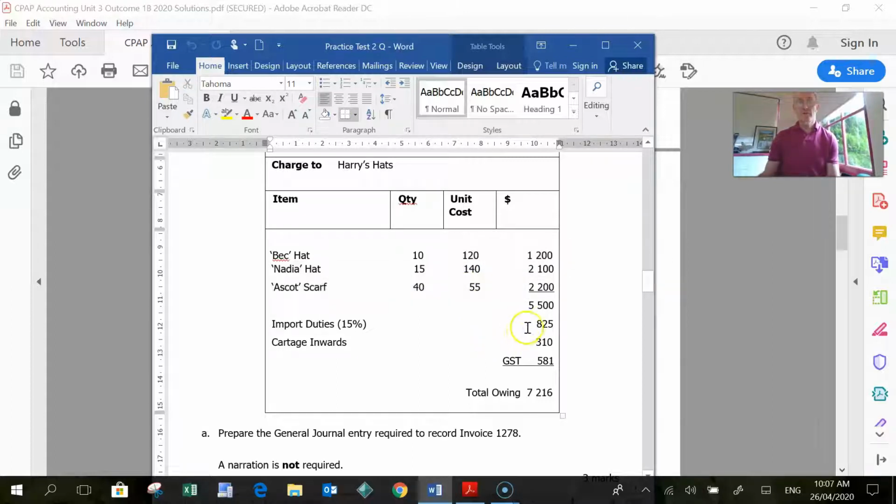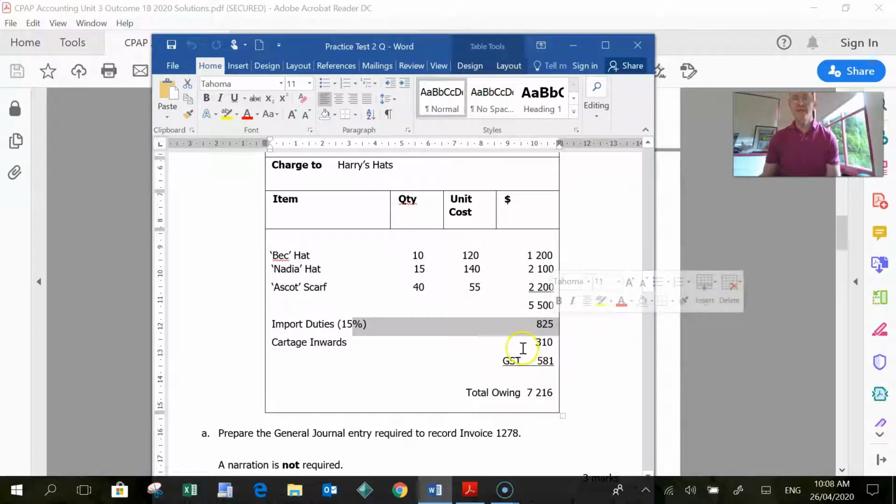The import duties, right, are 15%, which means they're 15% on everything. So can I logically allocate 15% to all of those? Yes, I can. Doesn't matter what they are, they're all getting 15%. So does it relate to getting the inventory into position? Yes, without the import duties, I can't get them. So that should have been a product cost.